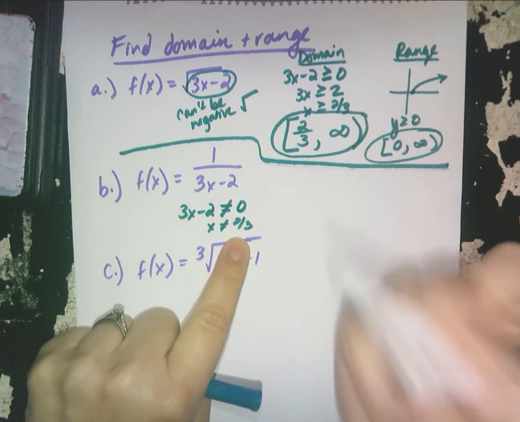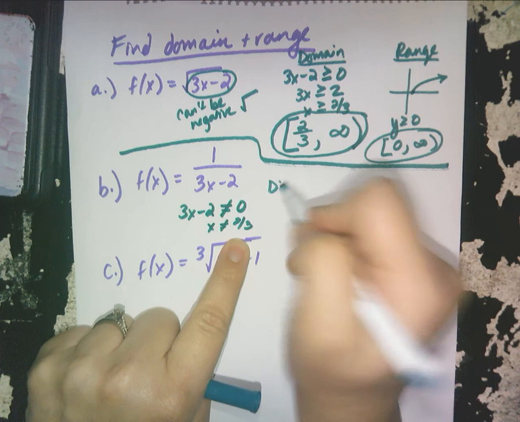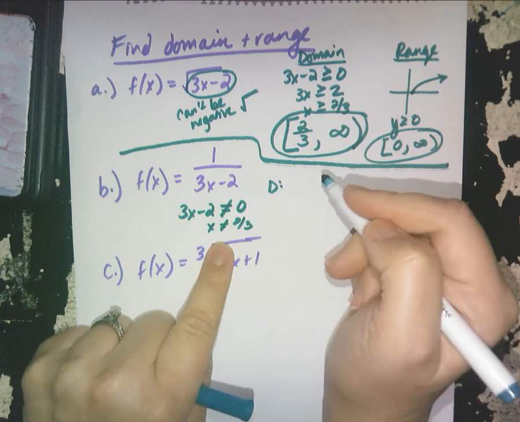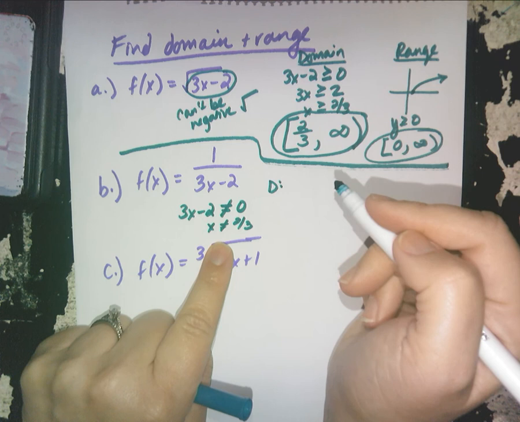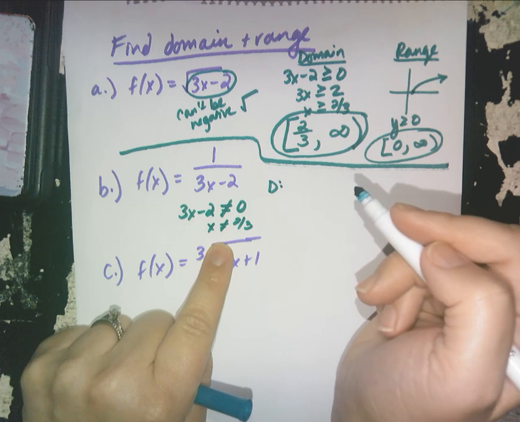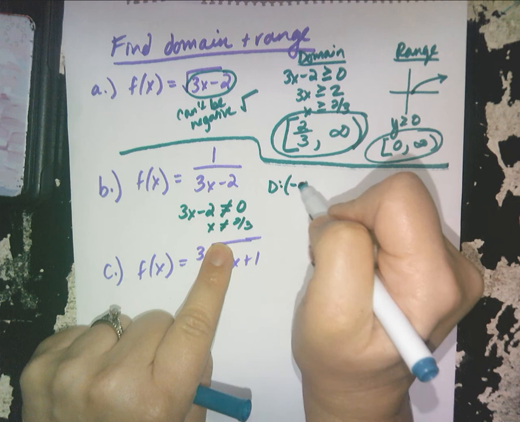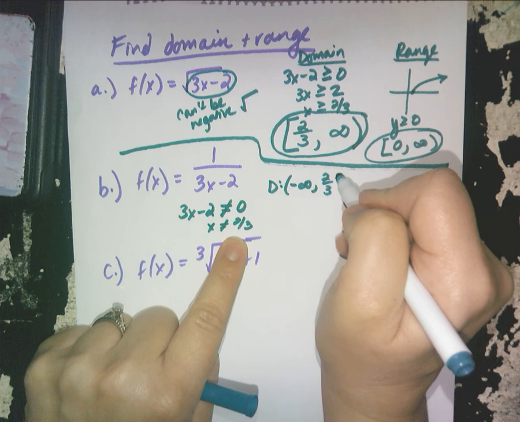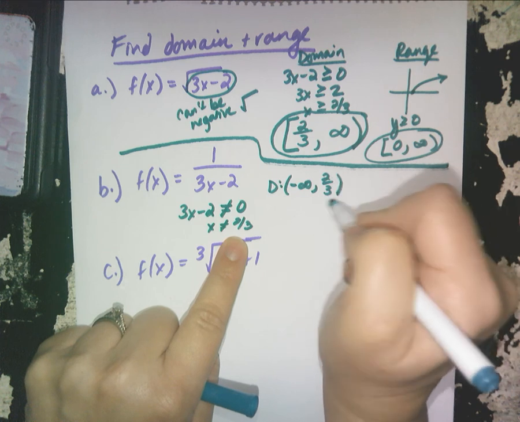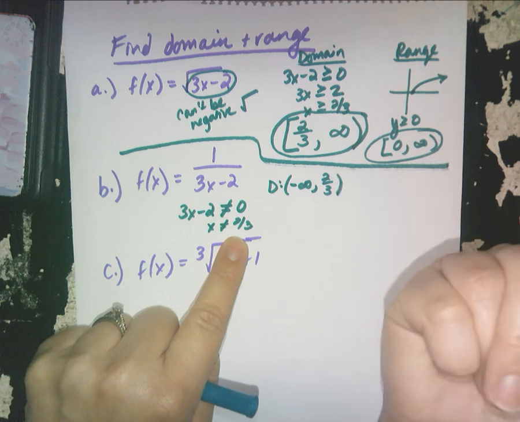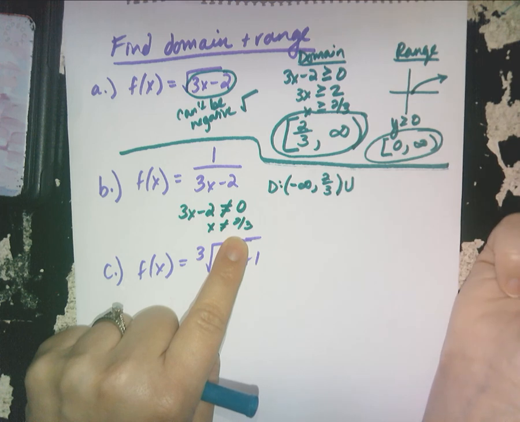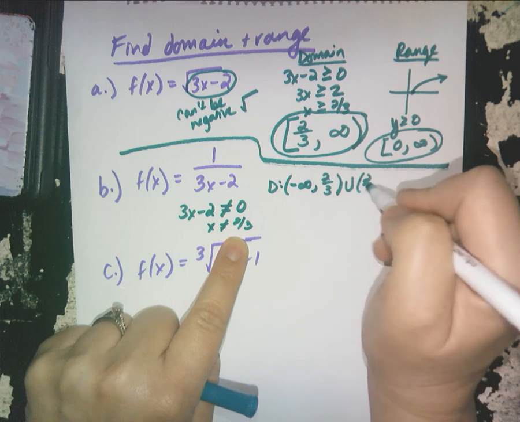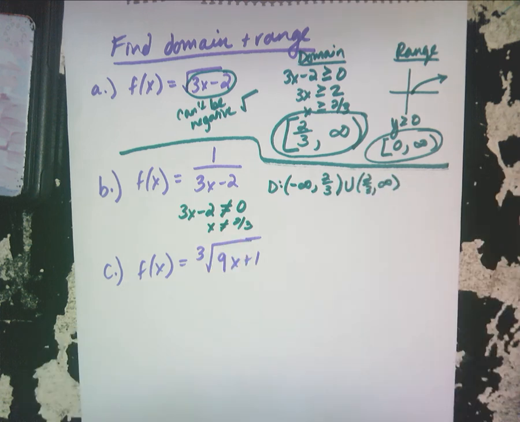So how do we write that in interval notation for domain? Well, x could be anything but 2/3. Could it be negative 100? Yeah. Could it be negative 1,000,000? Yeah. So it could be negative infinity all the way up to where? 2/3 with a parenthesis, not with a bracket. Are y'all kind of remembering this? United with, and what would I do after that? 2/3 to infinity. Good job. Okay, there's your domain. Is that coming back a little bit?